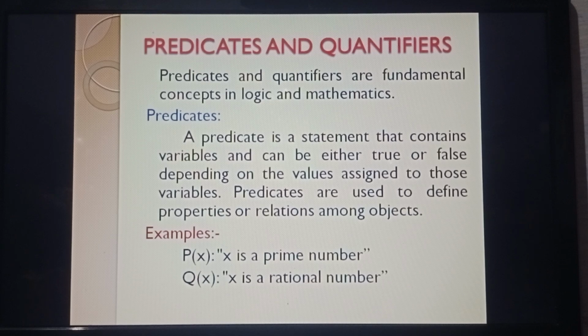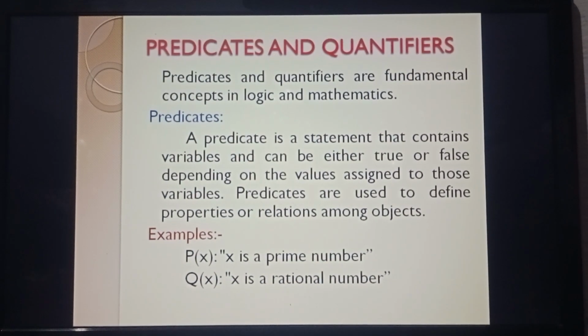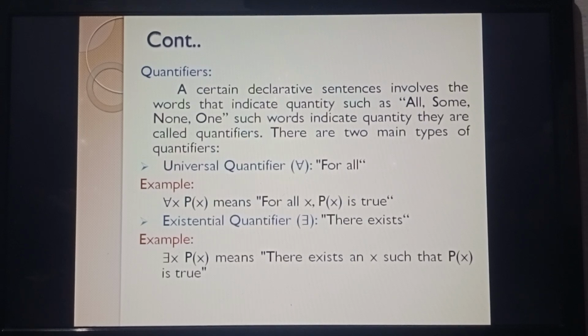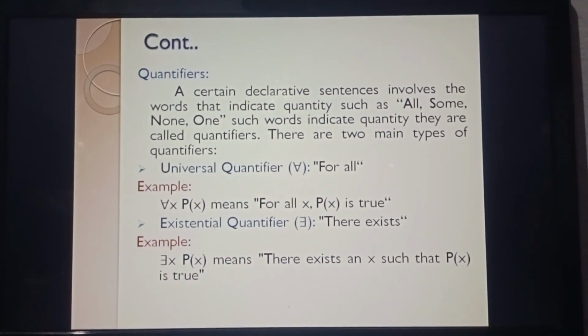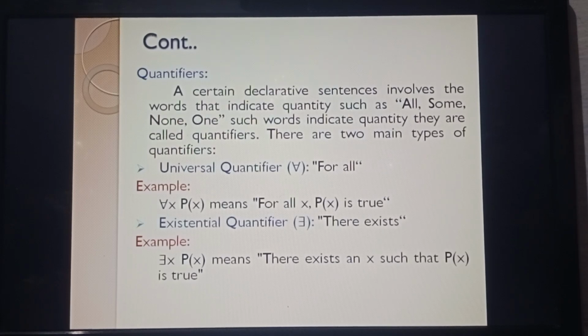In this way, we have examples: P of X, X is a prime number; Q of X, X is a rational number. Here P of X and Q of X are predicates. The next, quantifiers. Certain declarative sentences involve words that indicate quantity, such as all, some, none, one. Such words indicating quantity are called quantifiers. Therefore, a quantifier is nothing but a sentence with quantity.